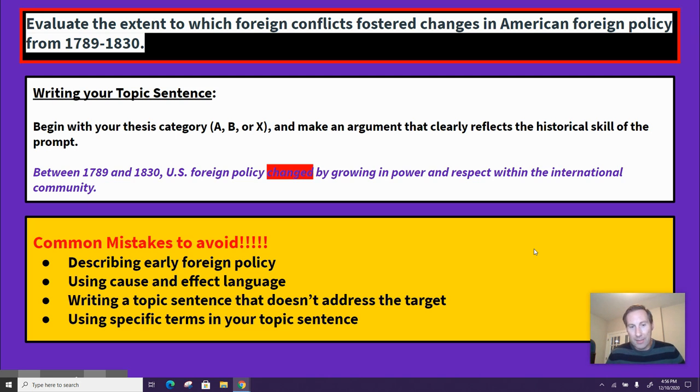Another is to write a topic sentence that doesn't actually address the target. So if I'm talking about foreign policy, every so often I'll get students that'll write me a change that isn't about foreign policy.